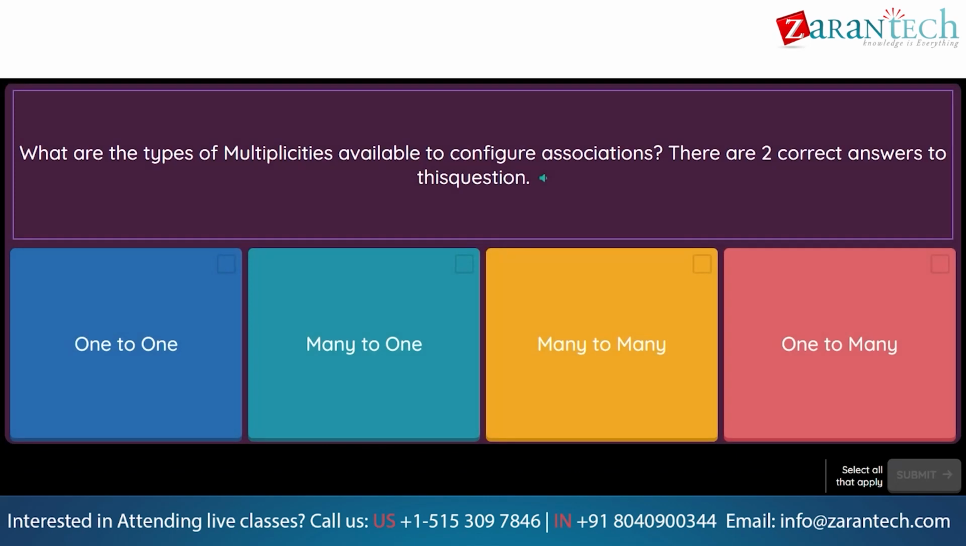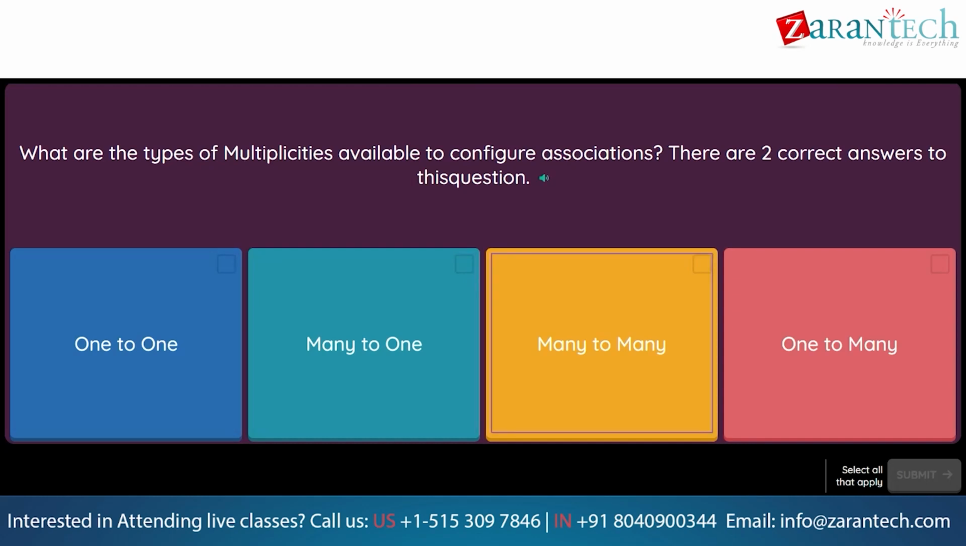Question: what are the types of multiplicities available to configure associations? There are 2 correct answers to this question. Option 1, 1-to-1. Option 2, many-to-1. Option 3, many-to-many. Option 4, one-to-many.